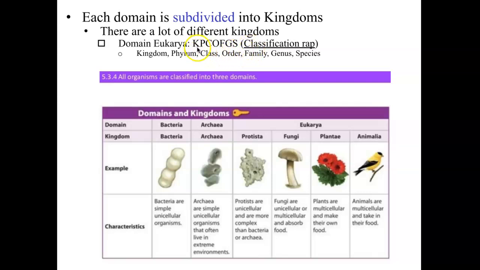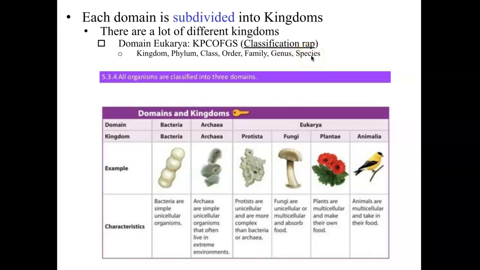So here are the letters of the different levels of classification, and then here are the words. Domain, remember, is the first, so we have domain first, and then K stands for kingdom, P stands for phylum, C stands for class, O for order, F for family, G for genus, S for species. So it's domain first, and then kingdom, phylum, class, order, family, genus, species. So you do need to know the order. Domain is the largest, most broad category or taxa, and then species is the most exclusive category.